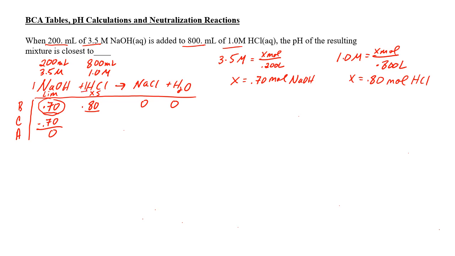0.7 times 1 divided by 1 gives me minus 0.7, so that leaves 0.1. Now we could actually stop here. However, if you want to complete the table, you can. Plus 0.7, plus 0.7.